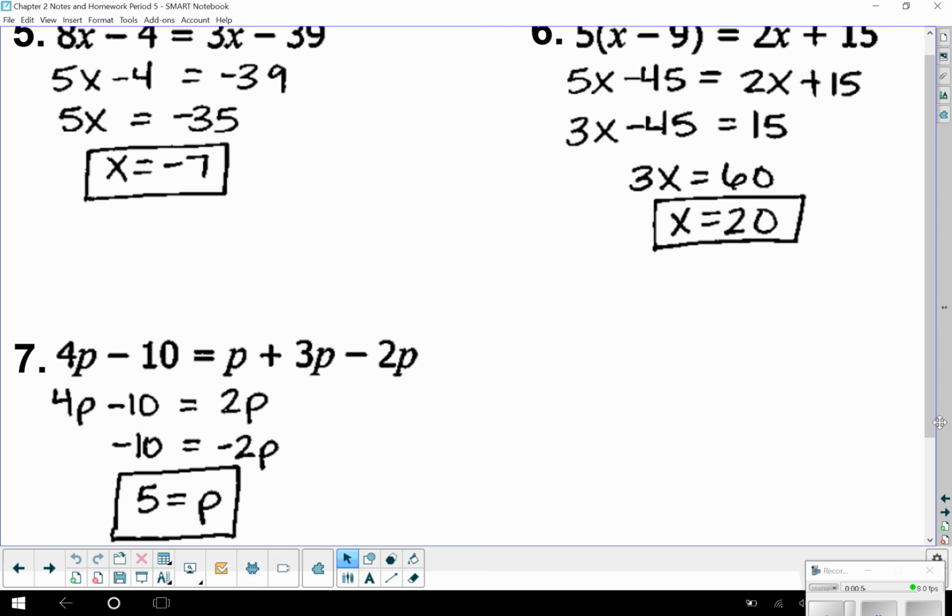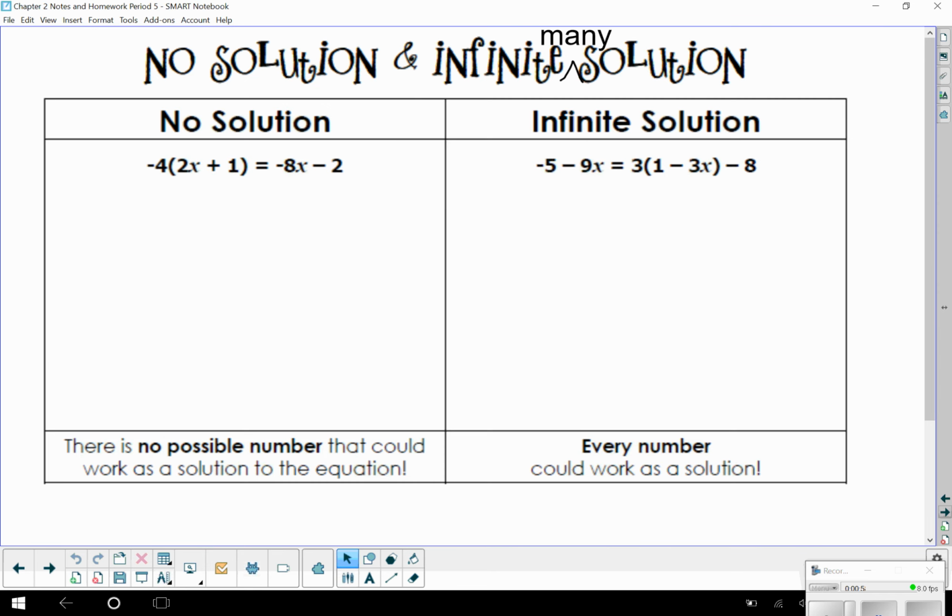So we're now going to look at the notes, which is on page 9, starting on page 9. And we're going to talk about no solution and infinitely many solutions. So I want everyone to look right here. Okay, I've written infinitely many solutions right there. So what does this mean?